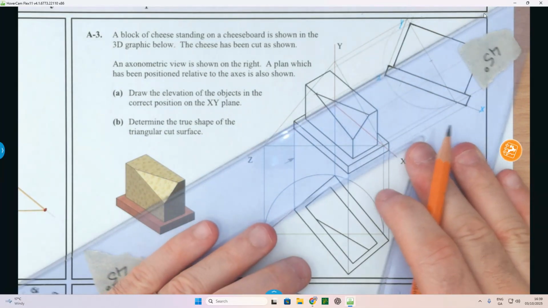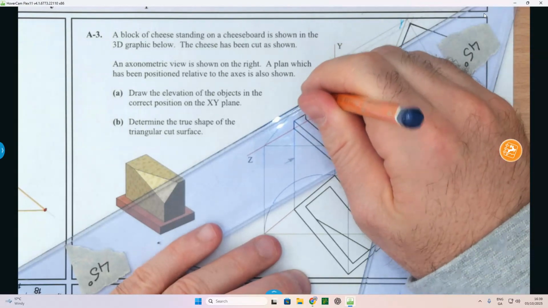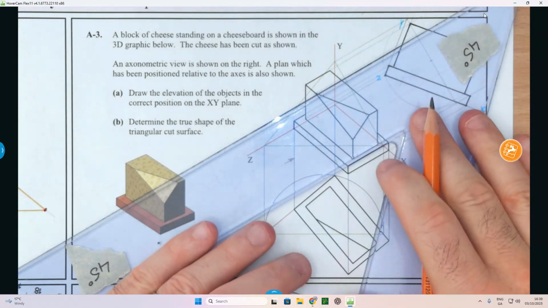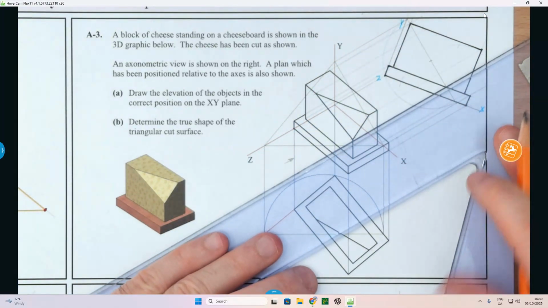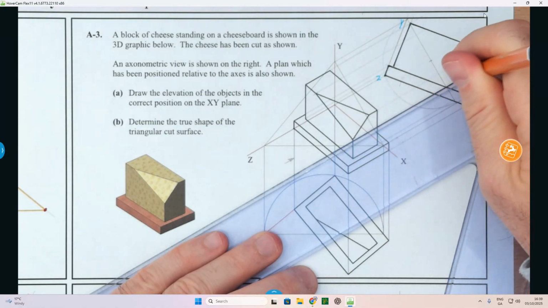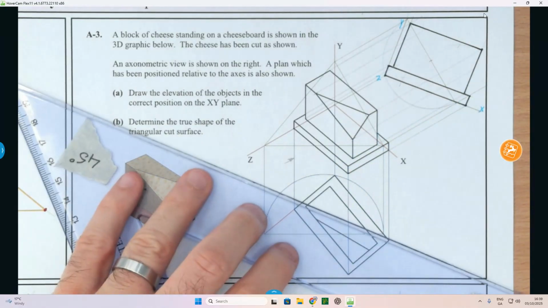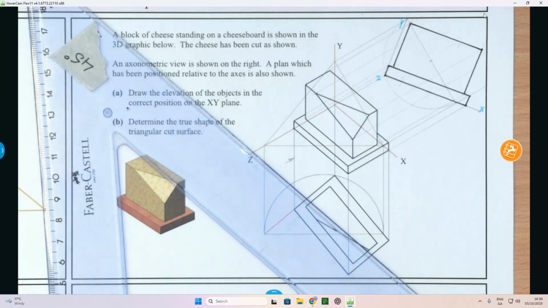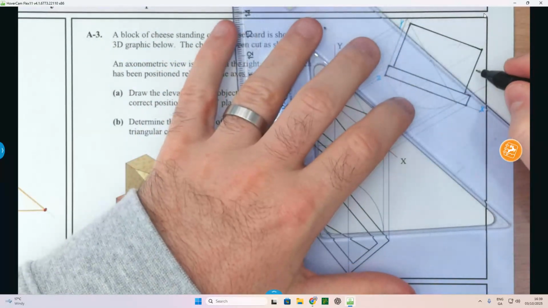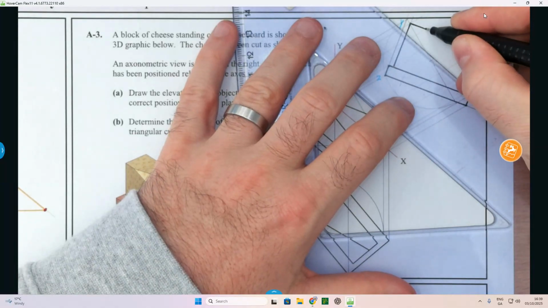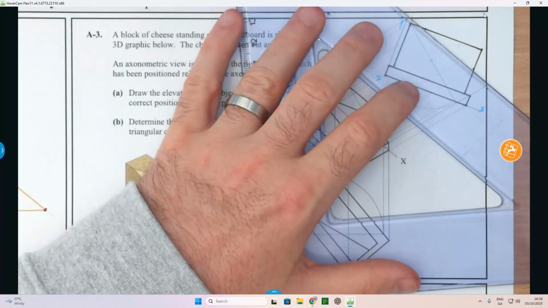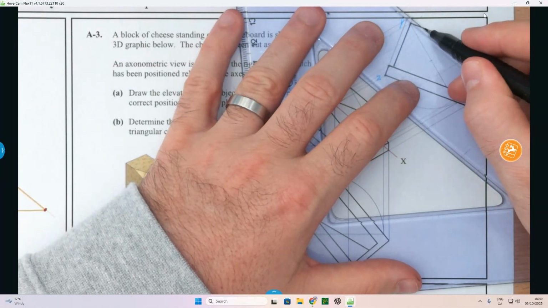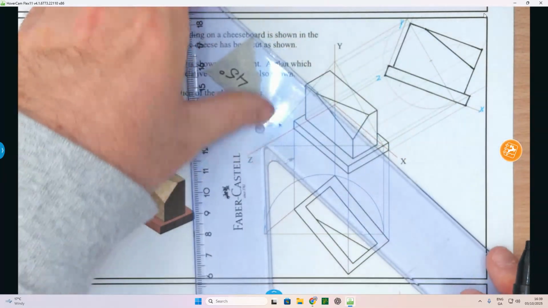It's not right there, it's going to be right in the top. Okay, and there we go. Just pop that in there. At that point, over to that. I join them up. And there's my cut surface.